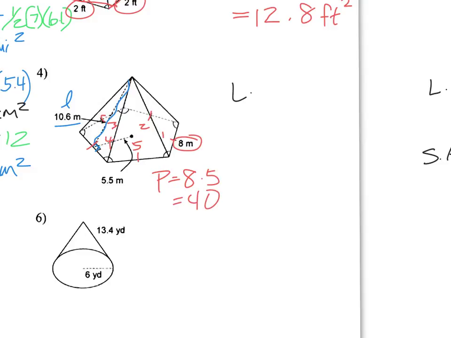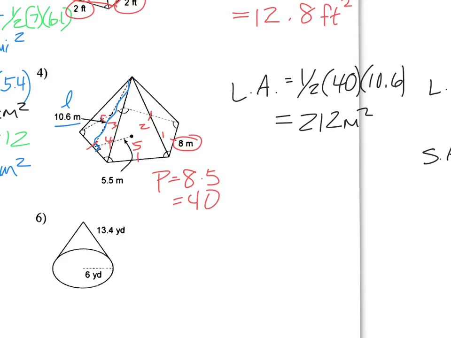So lateral area would be 1/2 P times L. So 0.5 times 20 times 2.6. That's 212 meters squared. Surface area is the 212 plus now the area of the base figure.